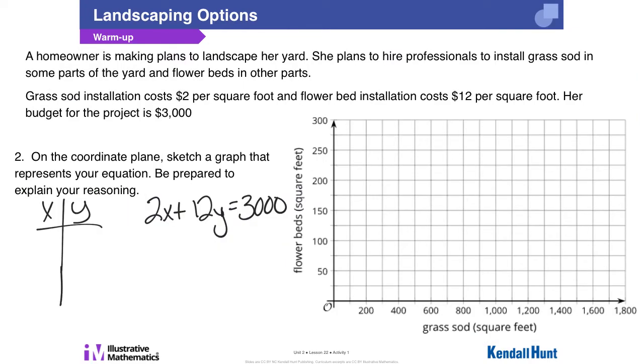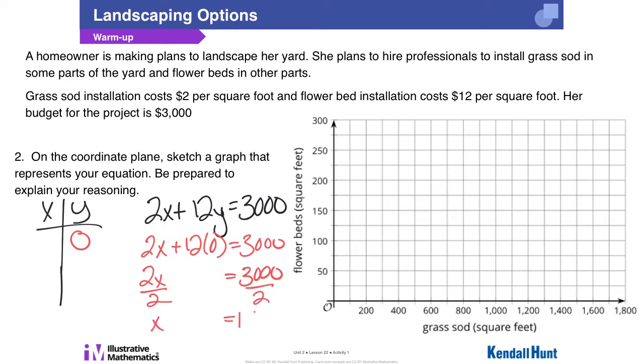First thing I'm going to pick here is 0 for y, because then I know if I plug in 0 for y into my equation, I end up with just 2x equals 3,000, because 12 times 0 is 0. I divide both sides by 2. I get x equals 1,500.